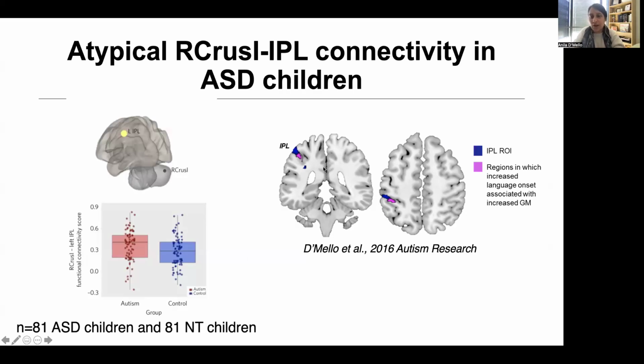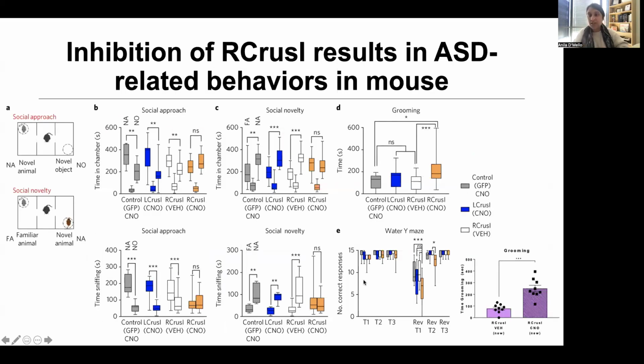Okay, so these directional effects look like they're all over the place, but they actually end up aligning really well with the mouse data. Now, something we can do in mice that we can't do in humans is to actually modulate right CRUS1 and see what happens to behavior. If you inhibit right CRUS1 and look at things like social approach behavior or social novelty behavior, so how much time a mouse spends with a novel animal versus a novel object, for example, you can see that typically wild type mice spend a lot more time with a novel animal over a novel object.